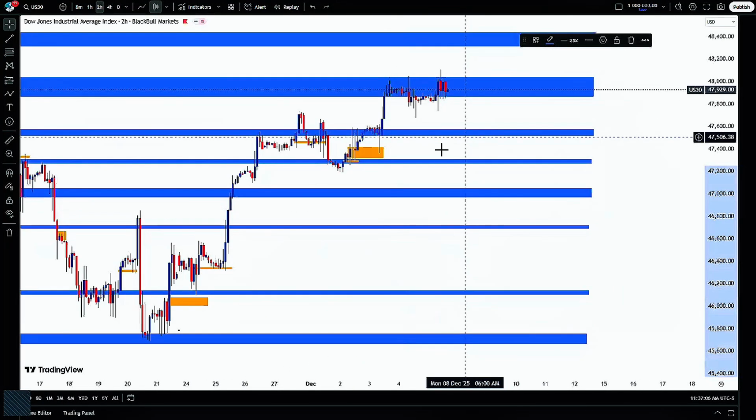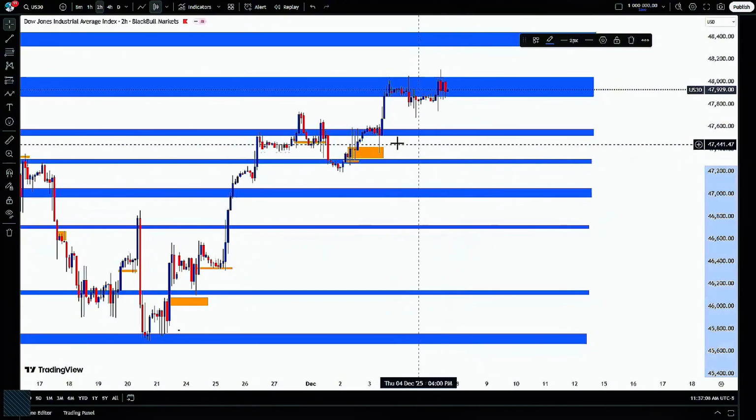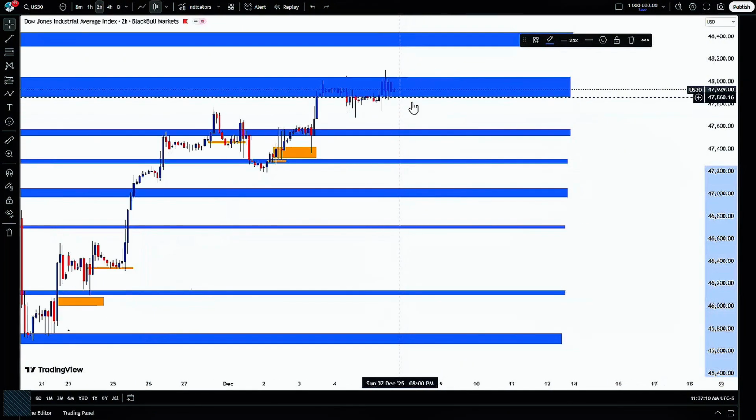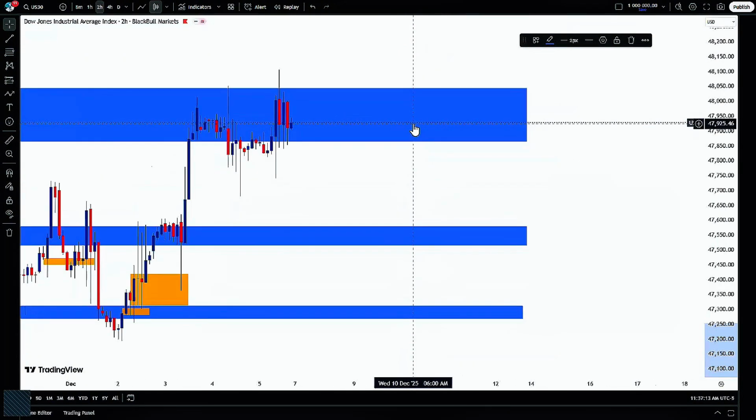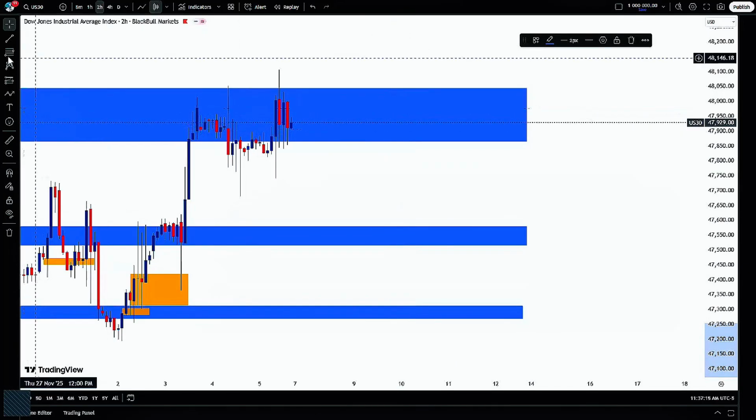And remember, the support and resistance, we draw those in blue, and then our market structure we look for on the 2 hour time frame. So don't forget that. Make sure you have that written down in your notes.